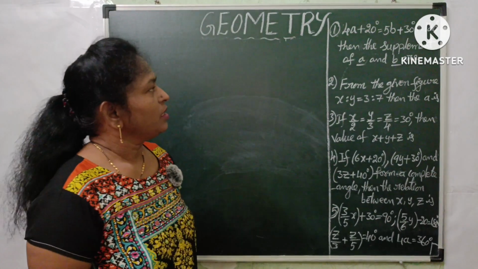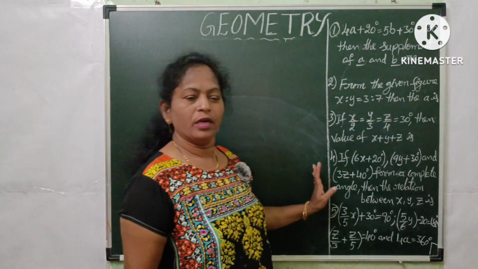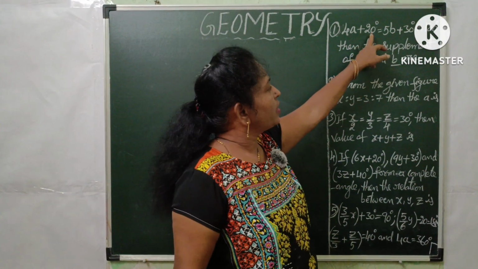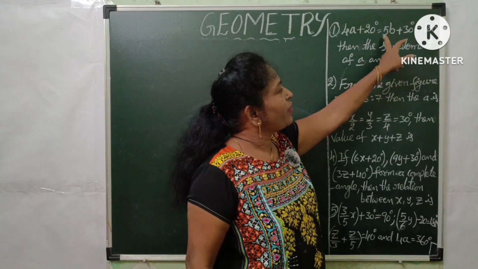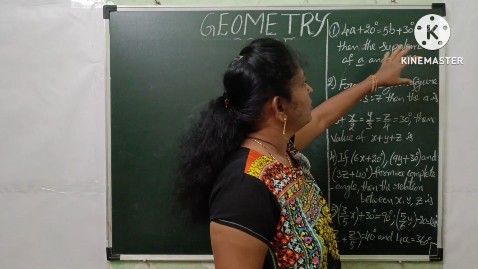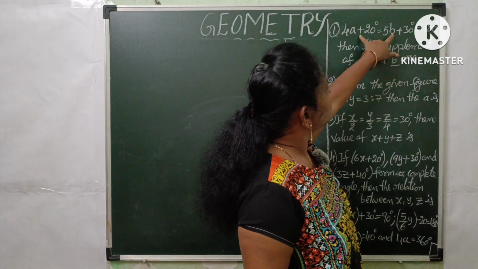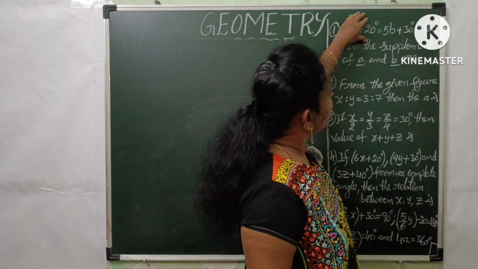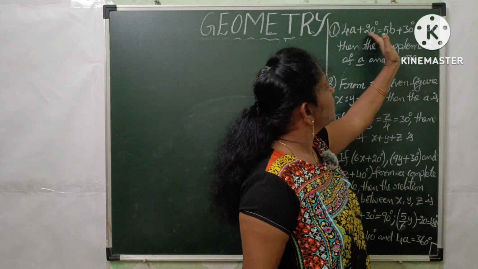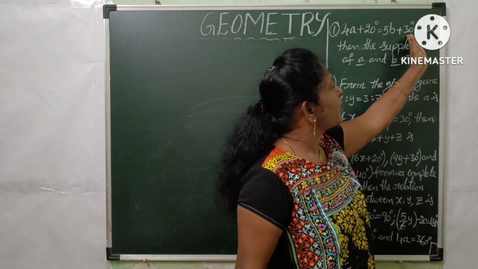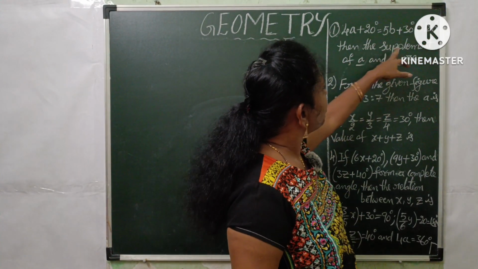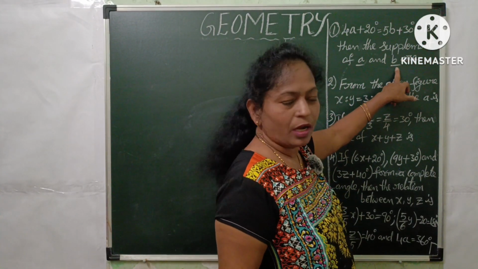See here I have written. I have taken 5 questions. First one, 4a plus 20 degrees equal to 5b plus 30 degrees equal to 180 degrees. Up to here, what do you observe? These two angles are equal to 180. These two angles are equal to 180. And then the supplement of A and B are.